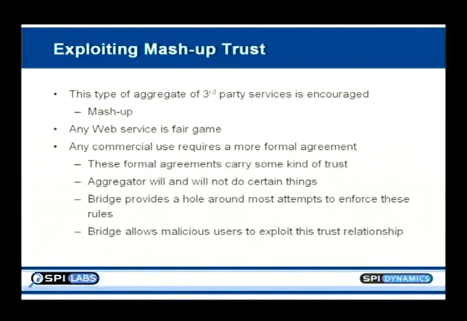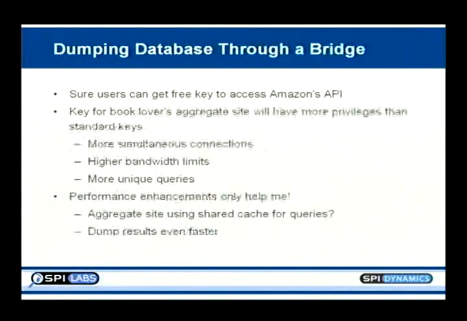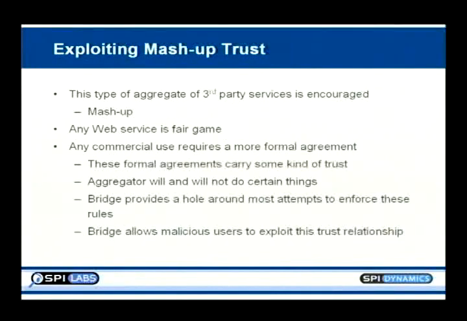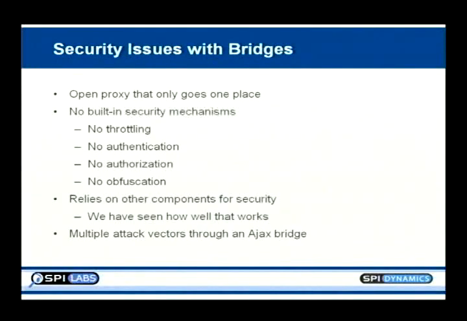And bridges really allow malicious users to exploit this trust. So there are security issues with bridges, obviously. It's an open proxy, but it only goes one place. At billiesbooks.com, it's an open proxy to amazon.com, and it only goes there.